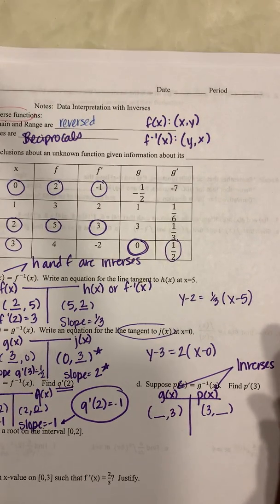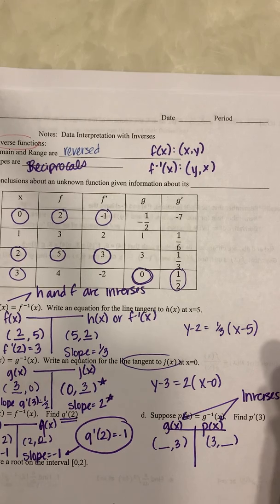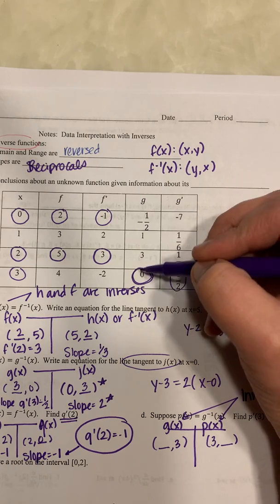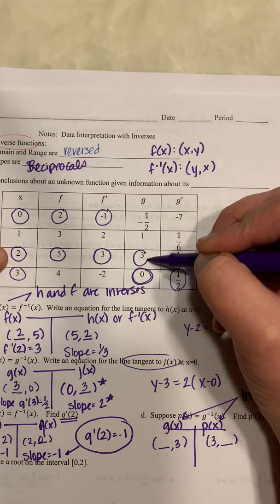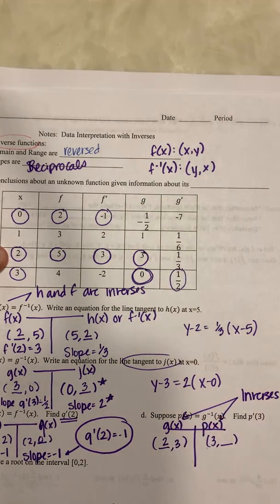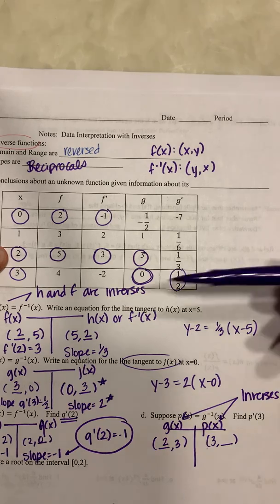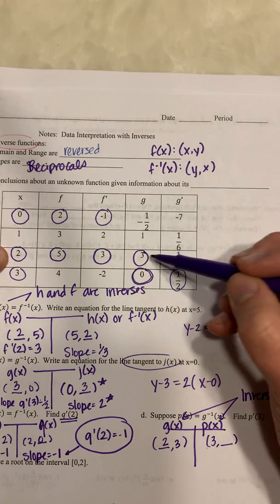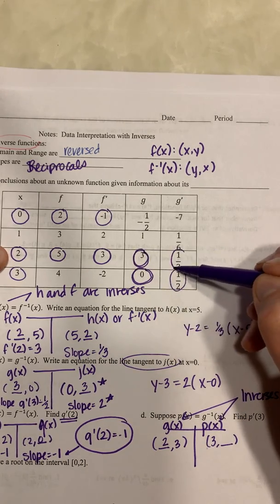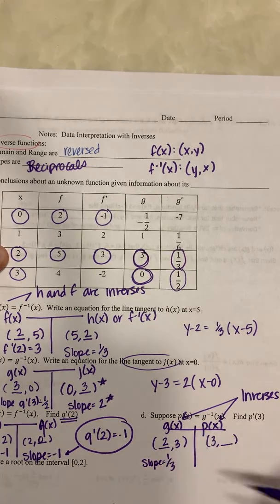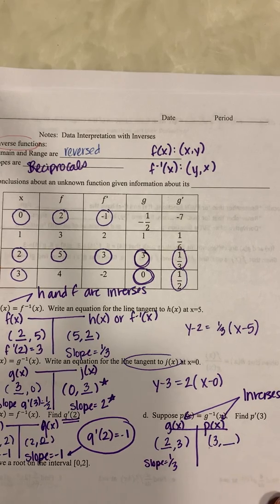So then I'm going to come up here to my chart, and I'm going to look for 3 in the y column in the g of x. So g of x is here. I'm looking for 3. See 3 is right here. 3 happens at x equals 2. So 2, 3 is the ordered pair for g. Now, while I'm at 2, I'm going to go ahead and pull g prime. So when x is 2, g is 3, g prime is a third. That's my slope.